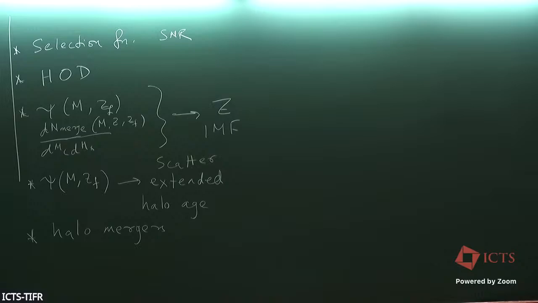Halos are forming even at redshift 1; halos are forming throughout. Like detection as a binary, or would it be like a gravitational wave? No, here I'm talking about individual events, the number of mergers per unit time. So yes, I'm talking about individual events.